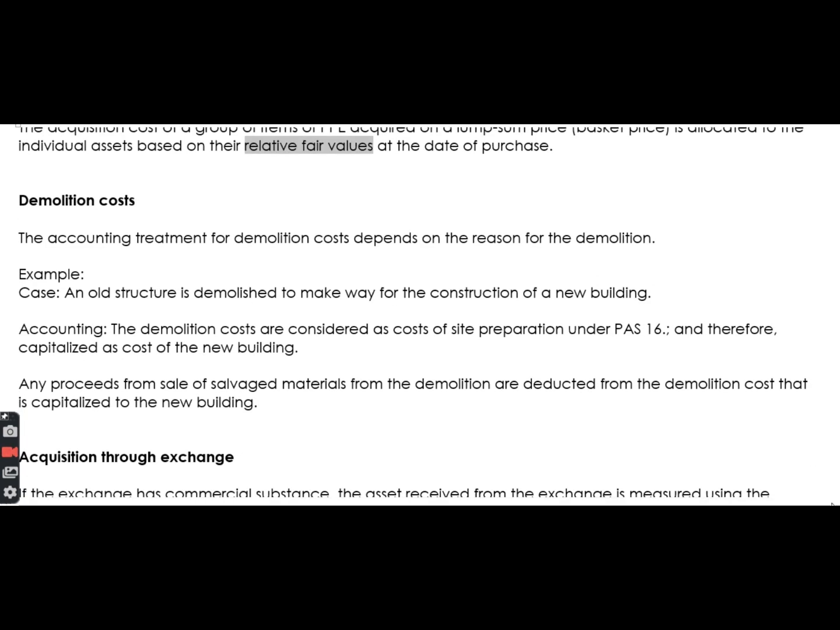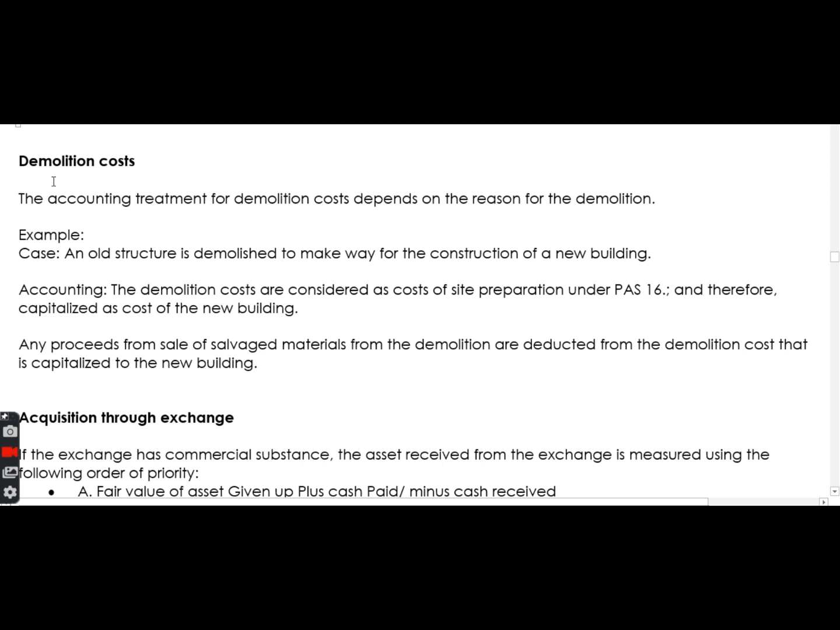Okay? Next consideration, yung ating demolition cost. Ang demolition cost, okay, matagal ng issue yan, kaya nga nag-issue ang FRSC at saka ang PICPA ng pronouncement kung ano ang treatment ng demolition cost. Okay? Ang general rule is ito. Ang ating demolition cost ay capitalizable depende kung anong reason kung bakit mo dinemolish. Okay? So, example ito, kung meron ka daw old structure na dinemolish mo, tapos ang reason is to make way for the construction of a new building, then the demolition cost will be capitalizable to the new building.